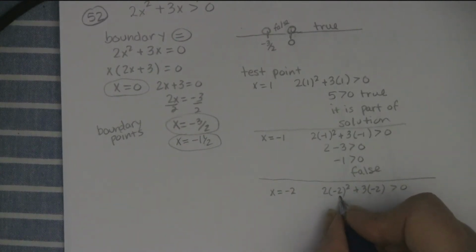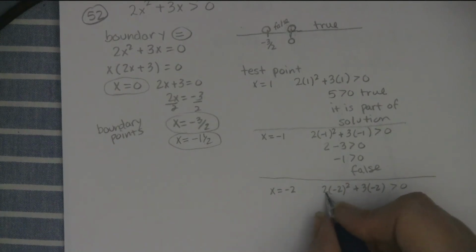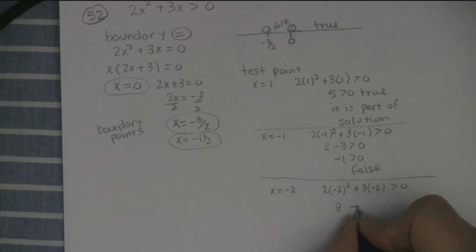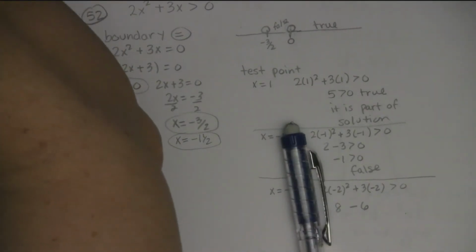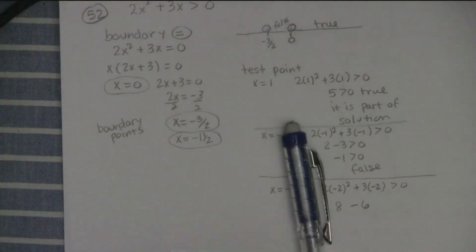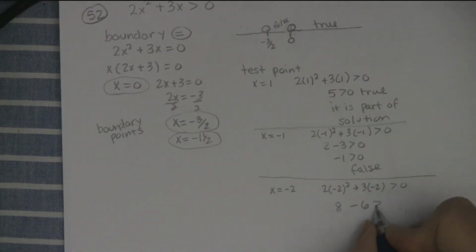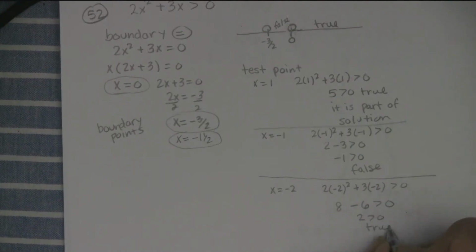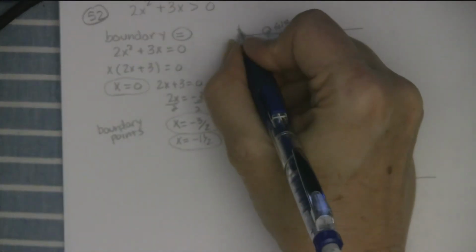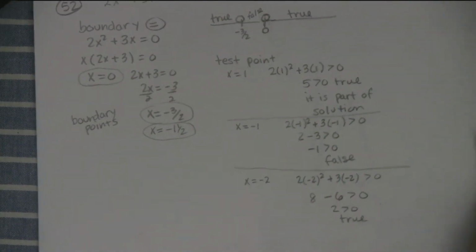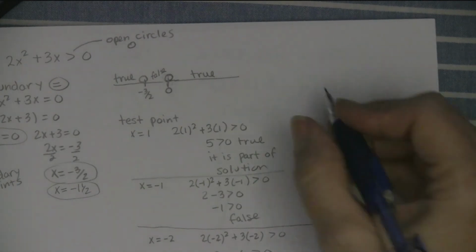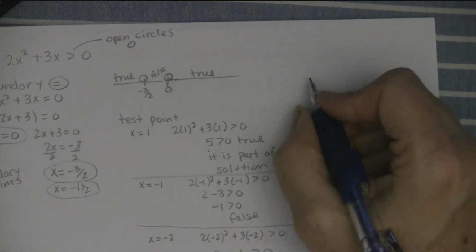So when I put this in, this is 2 times 4 is 8, minus 6. My computer is saying, plug me in or you'll be sorry. And I have 2 is greater than 0, and that's true. Okay, so now that I've done that, I'm just ready to write my answer out.